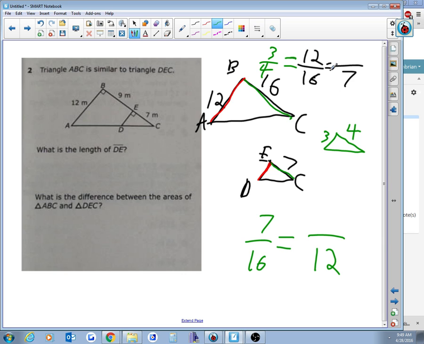So 7 times 3 divided by 4. Or we can say what times 4 equals 7? Let's cross multiply and divide. 7 times 3 is 21. 21 divided by 4 should give us our solution. So 21 divided by 4. 4 goes into 2 0 times. 4 goes into 20 5 times. Add a decimal, add a 0, bring the decimal up.